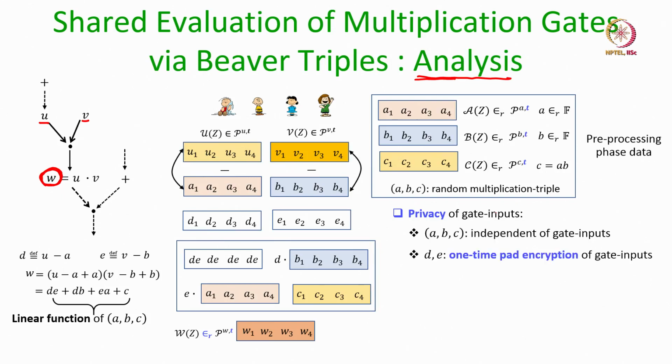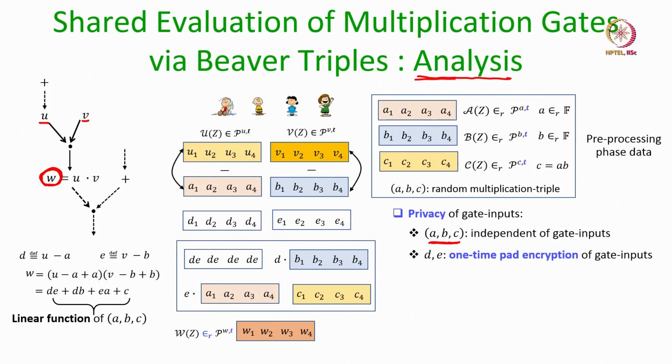So, let us first prove that property, that why the privacy of the gate inputs is maintained, and the privacy of the gate inputs is maintained because of the simple fact that the view of the adversary is independent of the multiplication triplet, namely the adversary will not be knowing the exact value of the multiplication triplet, it will be knowing only t shares of the multiplication triplet.